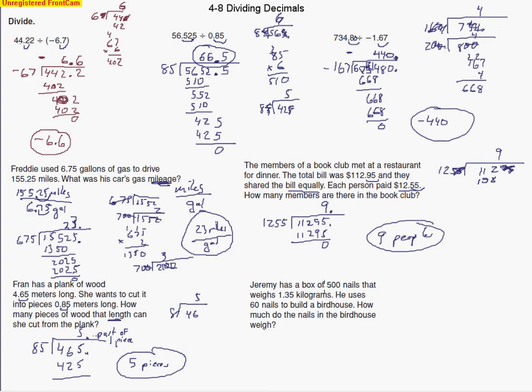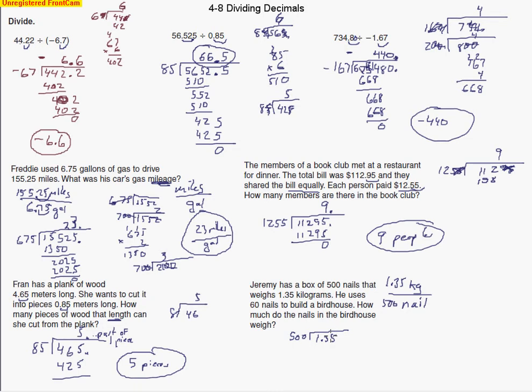First of all, it gives us that a box of nails has 500 nails that weigh 1.35 kilograms. He uses 60 nails to build a birdhouse. How much do the nails in the birdhouse weigh? So we've got to find out how much one nail weighs. So I want to know how many kilograms for one nail. That means I need to put kilograms on top, nails on the bottom. So I've got 1.35 kilograms over 500 nails. So I need to divide 500 into 1.35.